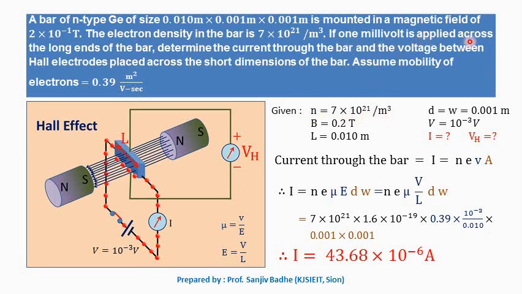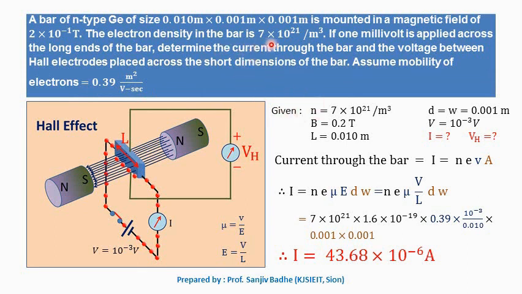If 1 millivolt is applied across the long ends of the bar, determine the current through the bar and voltage between Hall electrodes placed across the short dimensions of the bar. Assume mobility of electrons equal to 0.39 meter square per volt second. So first take out the data from the problem.